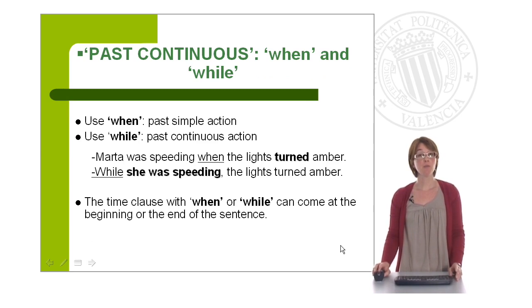Right, it's very important to notice that normally we use when with a past simple action. For example, Marta was speeding when the lights turned amber. And we normally use while with a past continuous action. For example, while she was speeding, the lights turned amber. But the time clause with when or while can come at the beginning or the end of the sentence, and there is no difference in meaning.